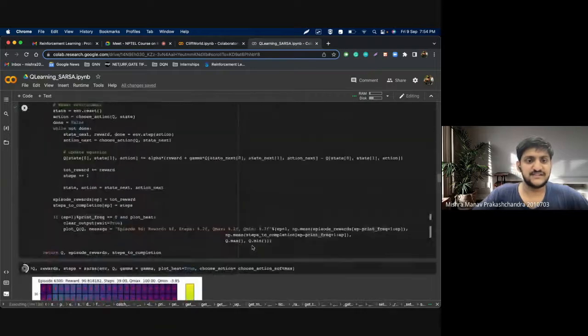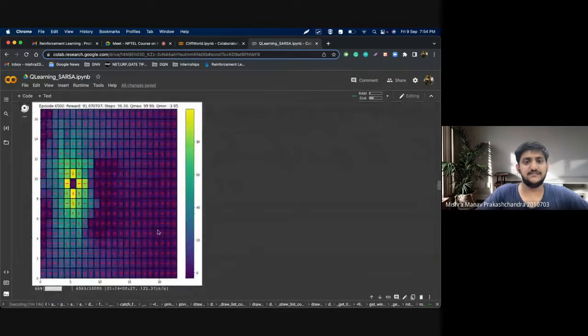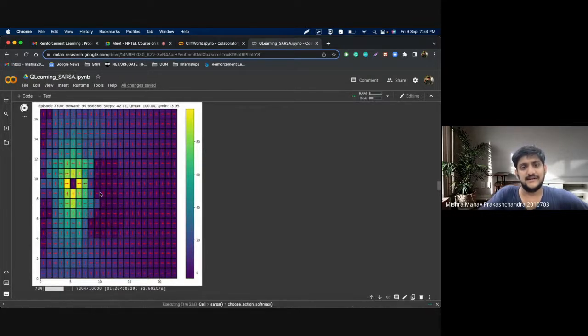So this is for SARSA. You would typically see actions that take the longer route. Since this is a negative reward setting, in these states it is better to move towards the outer part and take the longer path to reach the goal.